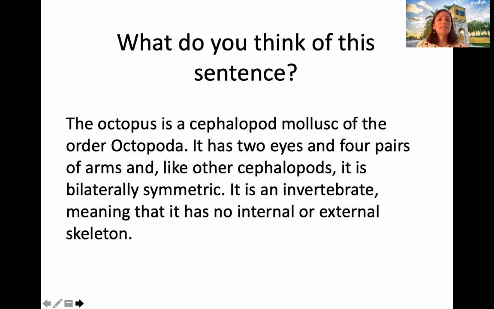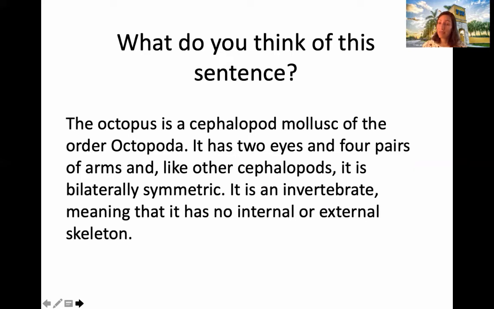Let's look at this other sentence. The octopus is a cephalopod mollusk of the order Octopoda. It has 2 eyes and 4 pairs of arms, unlike other cephalopods. It's bilaterally symmetric. It's an invertebrate, meaning that it has no internal or external skeleton. So what do you think of this sentence?